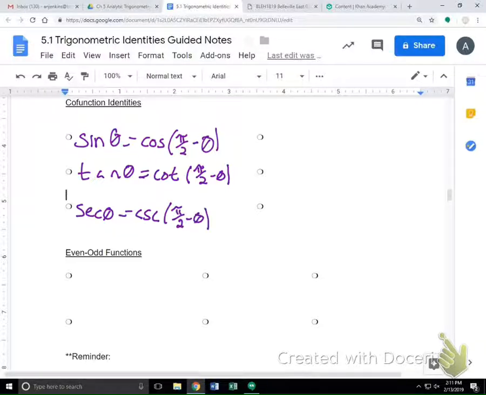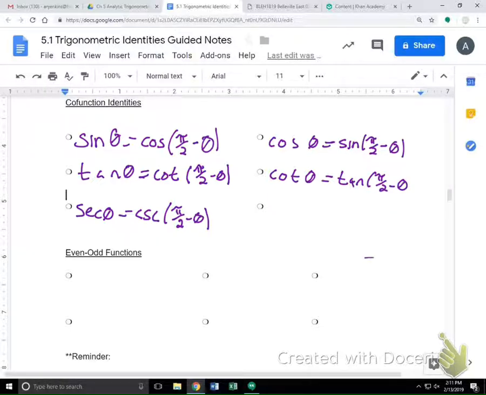On this side, I have cosine of theta equals sine of pi over 2 minus theta. We have cotangent of theta equals tangent of pi over 2 minus theta. And last but not least, we have cosecant of theta equals secant of pi over 2 minus theta.